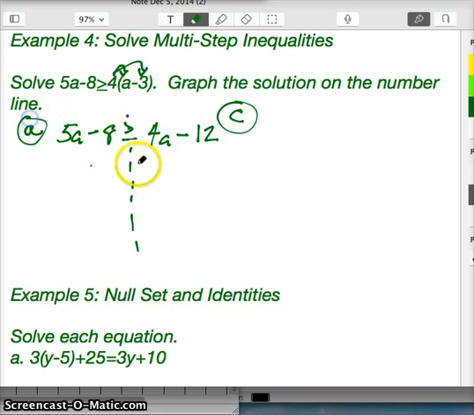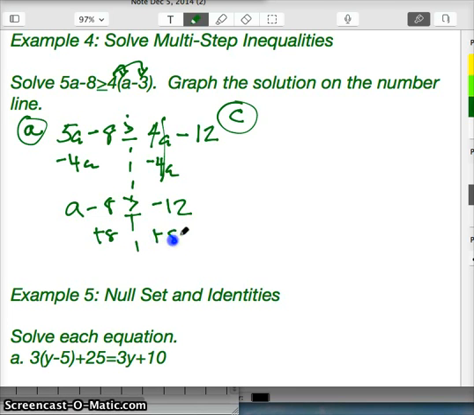Okay, so when I do that, I need to subtract 4a from this side and subtract 4a from this side, and I have a minus 8 is greater than or equal to negative 12, and then I'm going to add 8 to both sides, and then a is greater than or equal to negative 4.